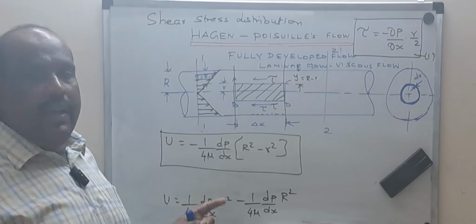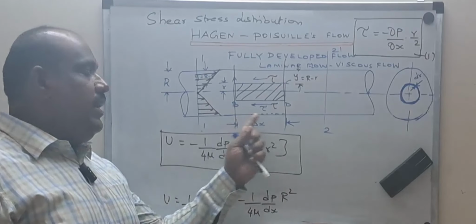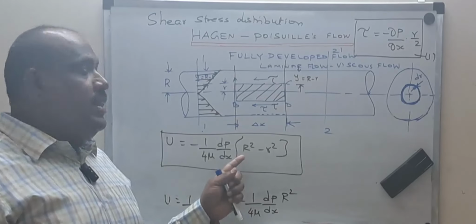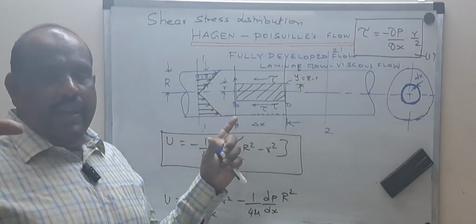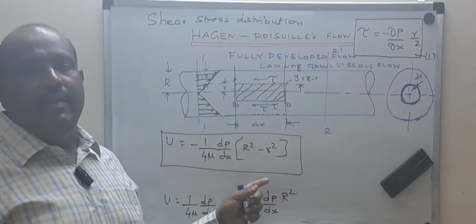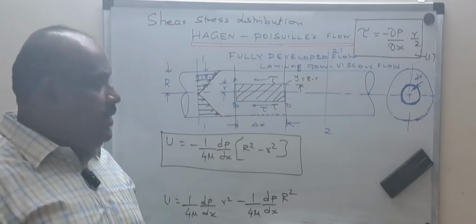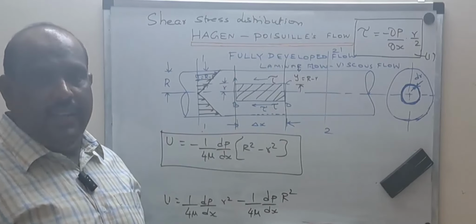It has been reduced because of the viscous nature, and the radius will also play a role, which means it is going to vary with respect to radius. So when the radius is capital R, my velocity will become 0, and the velocity will be maximum at the center. When small r equals 0, I'll get the maximum velocity.